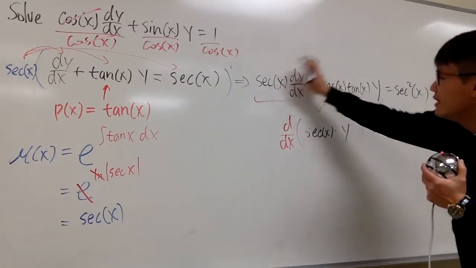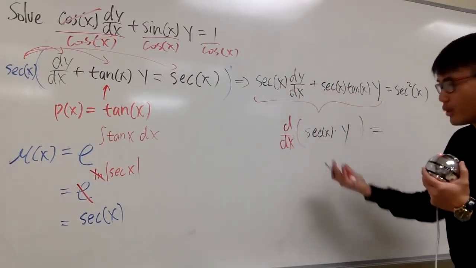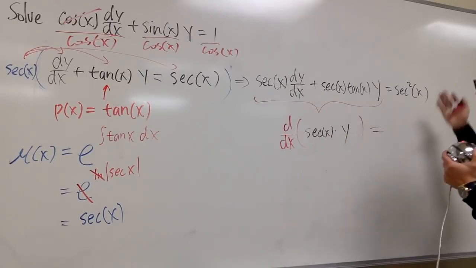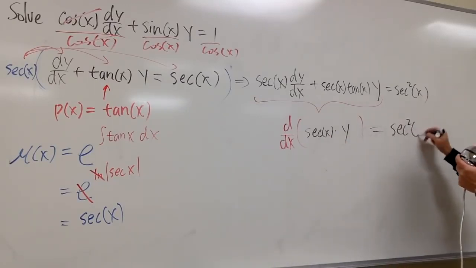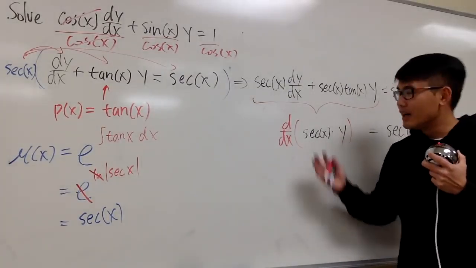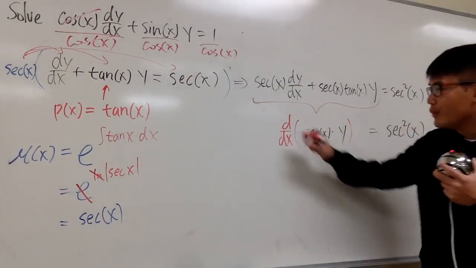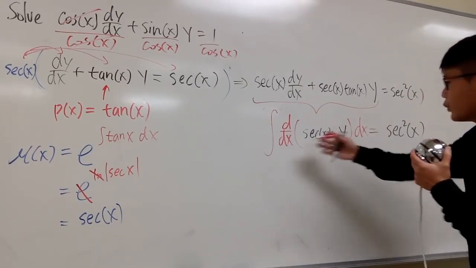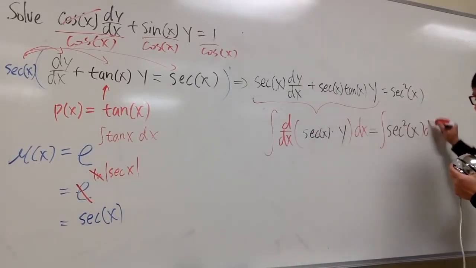And you see, this right here is just that. We force it to be the derivative of the product of this and that. The right hand side is still the secant square of x, okay? And the left hand side, we have a derivative. How can we get rid of this derivative? Well, we can just integrate, right? And of course, we will have to integrate both sides.